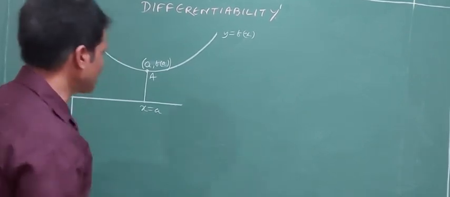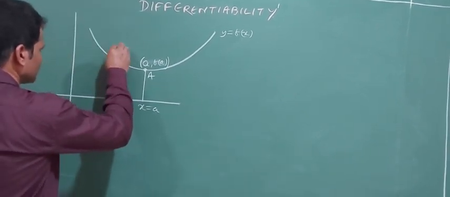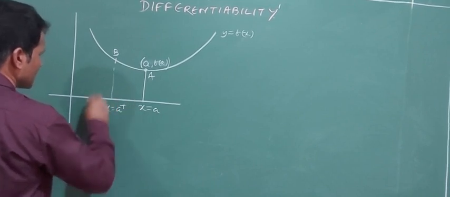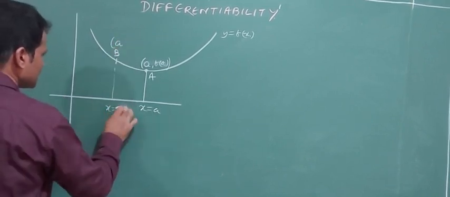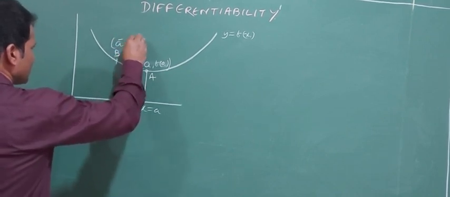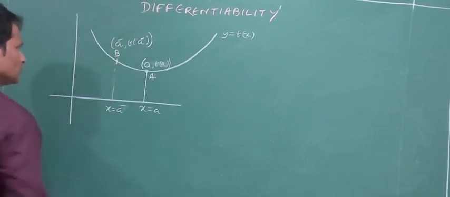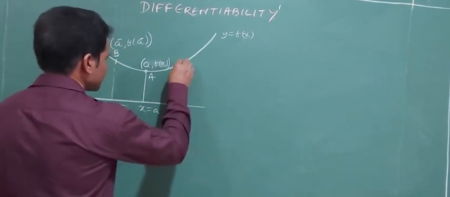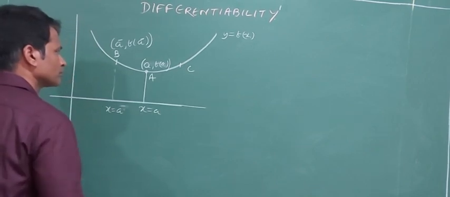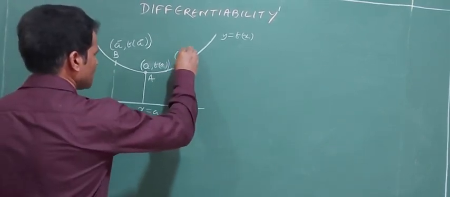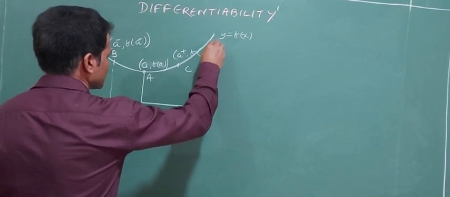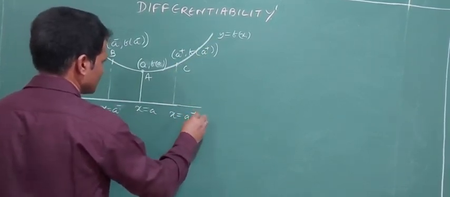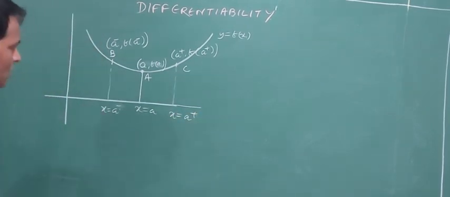Let us consider another point B here, x equals a minus, so this point will be (a minus, f(a minus)), on the left hand side. Take another point here, C. This is a plus, f(a plus). Now, I would like to draw a tangent here.